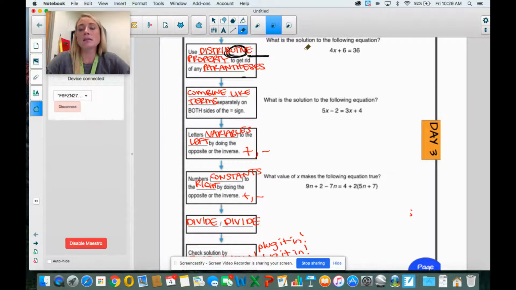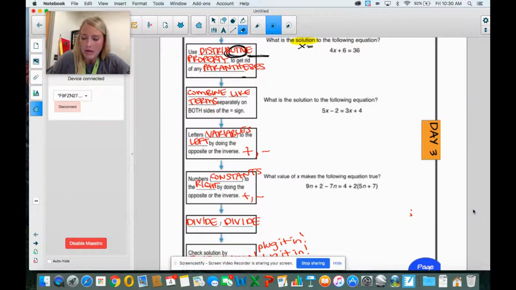But this is a very good skill that you need, not only for the EOC, but for college and your upper level math. Okay. All right. So remember I said solution. That right there, all that means is I want the answer. I want X. I want to find out what X is equal to. Okay, so let's go through these steps.